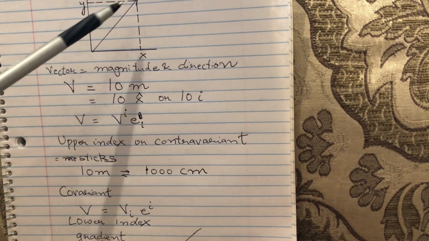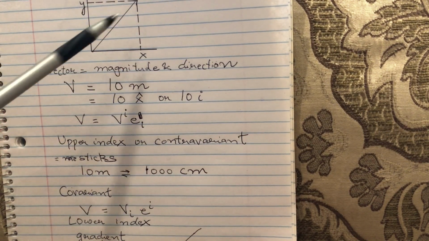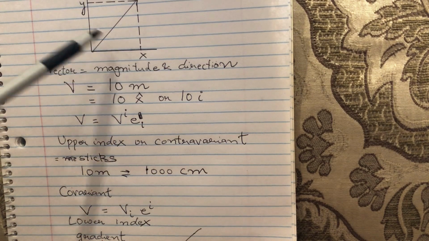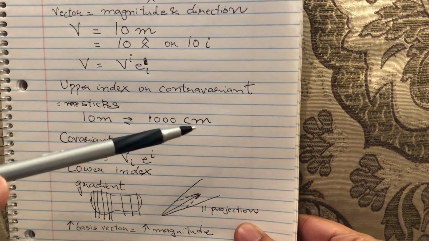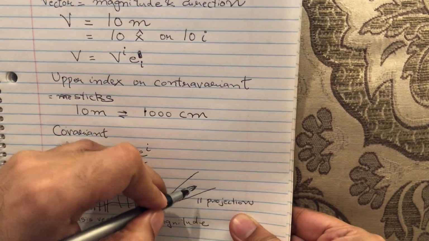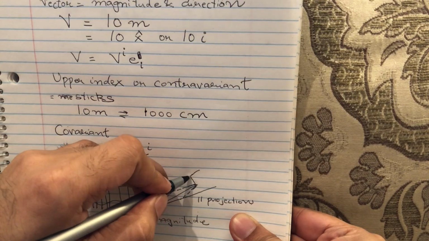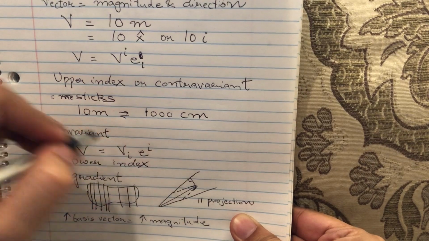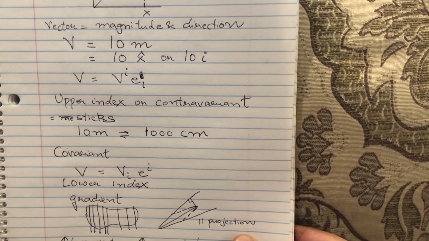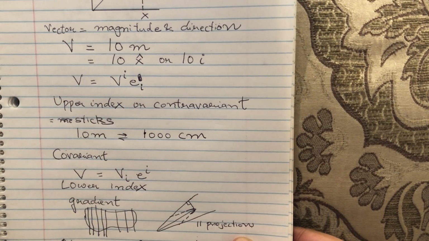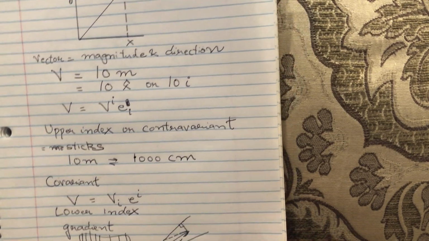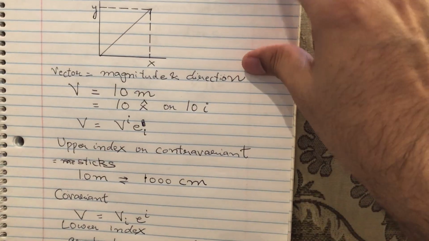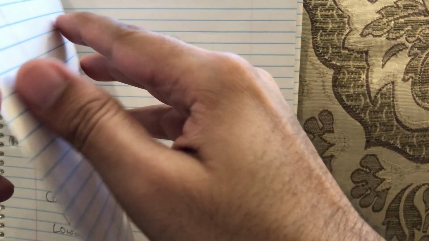Now in this case, covariant and contravariant mean the same thing. These are perpendicular to each other. But here, if you draw the perpendicular, this is the perpendicular. Clearly this and this are different. So in this case, covariant and contravariant vectors are not the same. And this you will see a lot in general relativity.